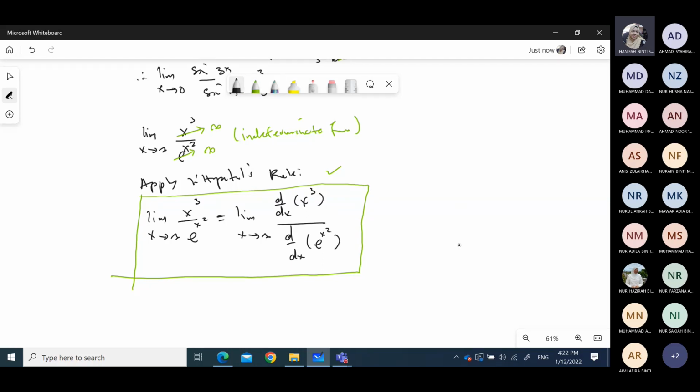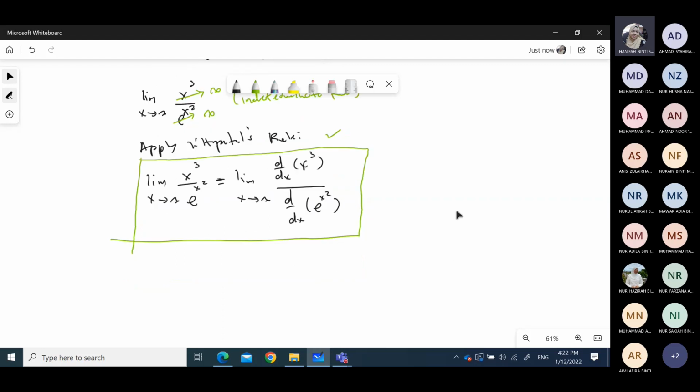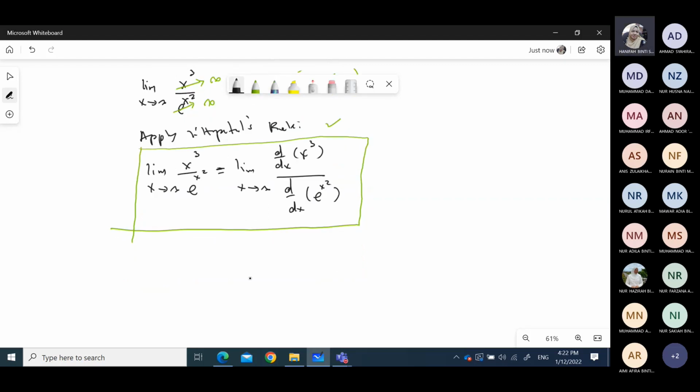Okay, so now we differentiate for numerator and denominator. Selesaikan. Then here we will have a limit x approach to infinity. So differentiate respect to x on x cubed, we have 3x squared over. So this one differentiate exponent x squared.